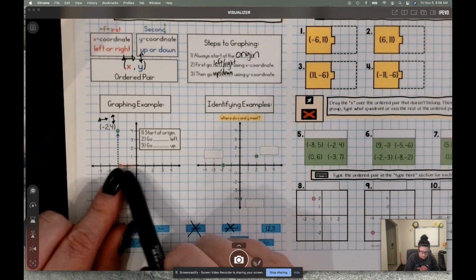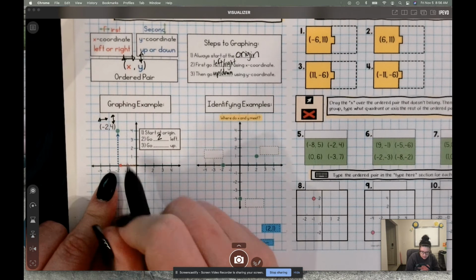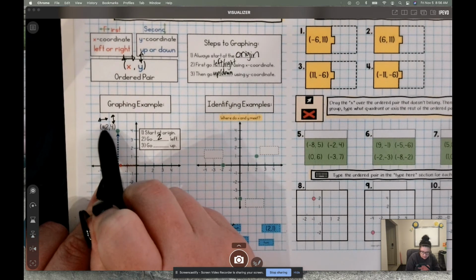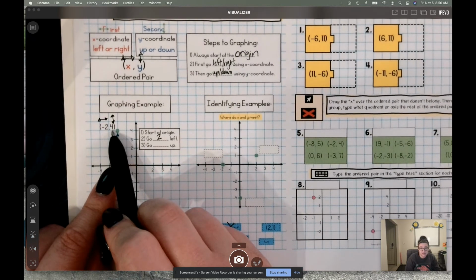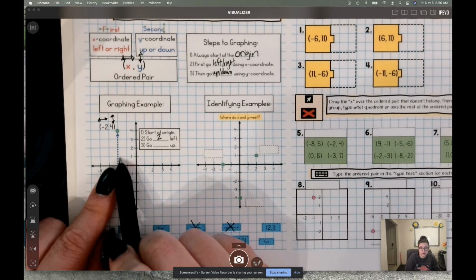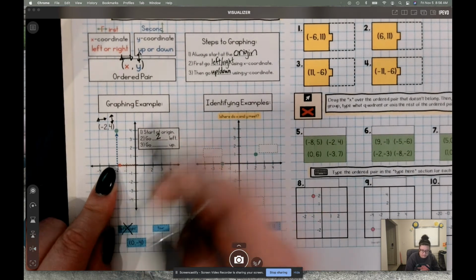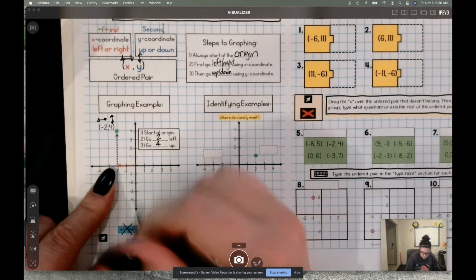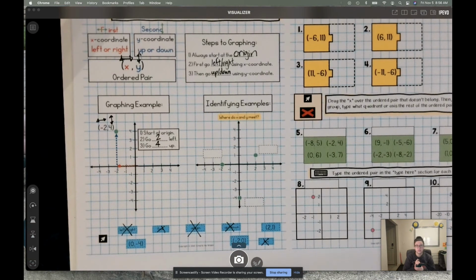So we start at the origin. We go 2 spaces left. Again, it's left because it's negative. Then we have a positive 4. Because it's a positive 4, is positive the up direction or down direction? Positive it is up. So we go up 4 spaces. And that's how you plot a point.